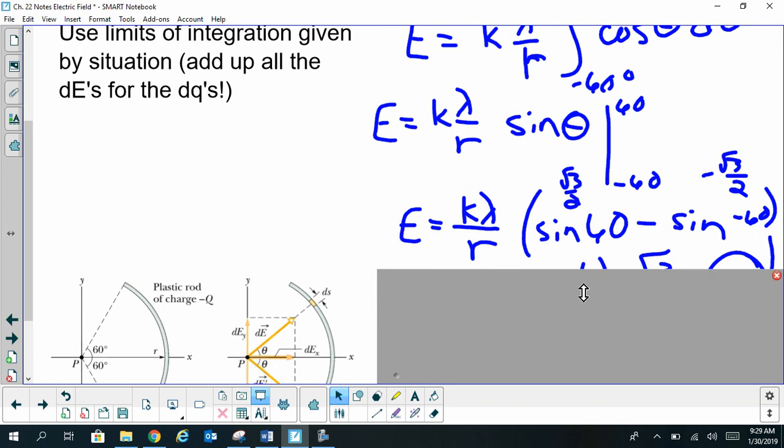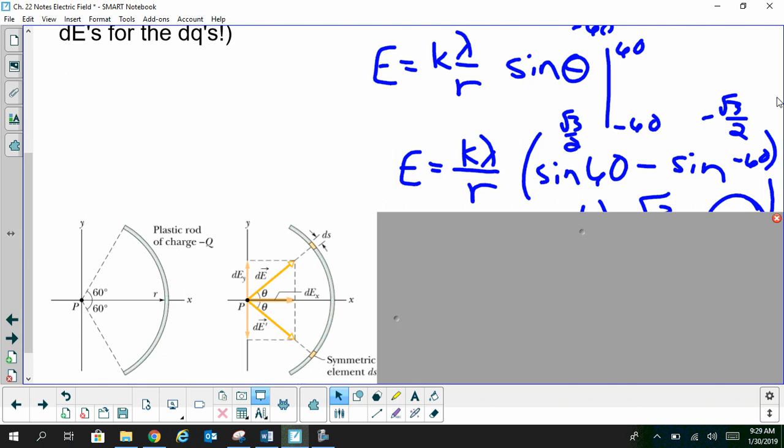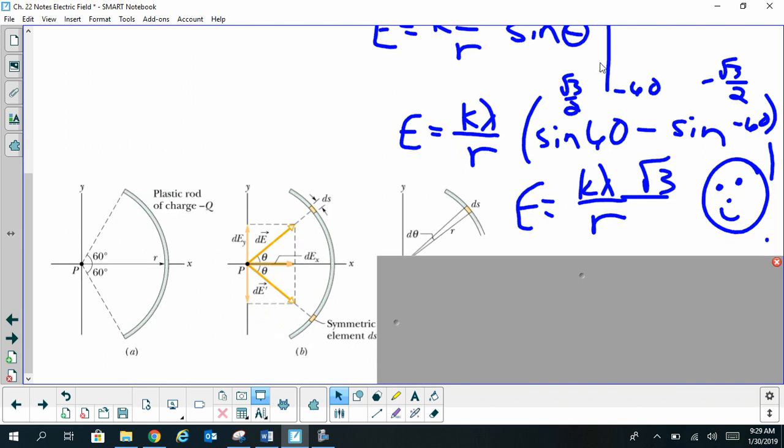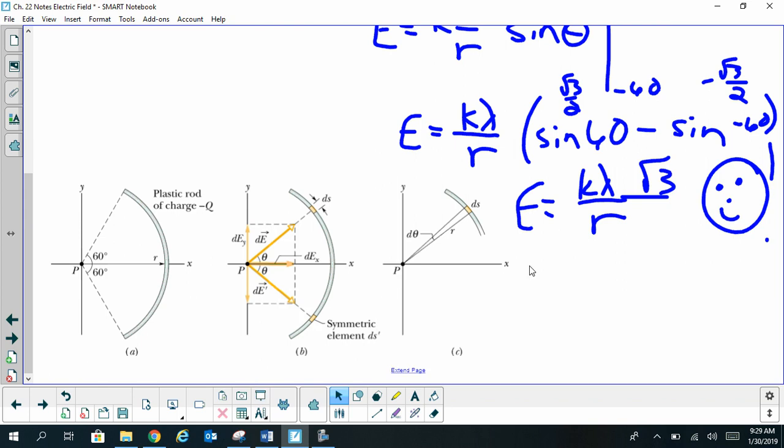And so when we do that, the sine of 60 degrees is the square root of 3 over 2, and the sine of negative 60 degrees is negative square root of 3 over 2, right? So then we get, and this is a little hard to see because I've got it written in multiple places, square root of 3 over 2 minus a negative square root of 3 over 2, which gives us our expression for our electric field. Yay! We did it, right? So we've got our expression for our electric field, which is k, lambda, square root of 3 over r.